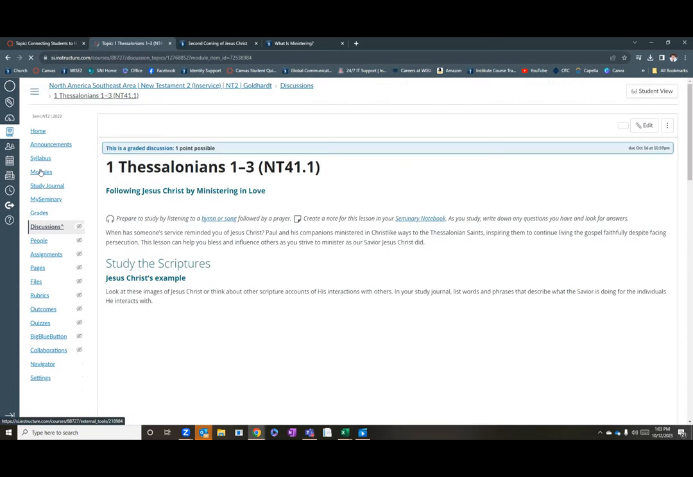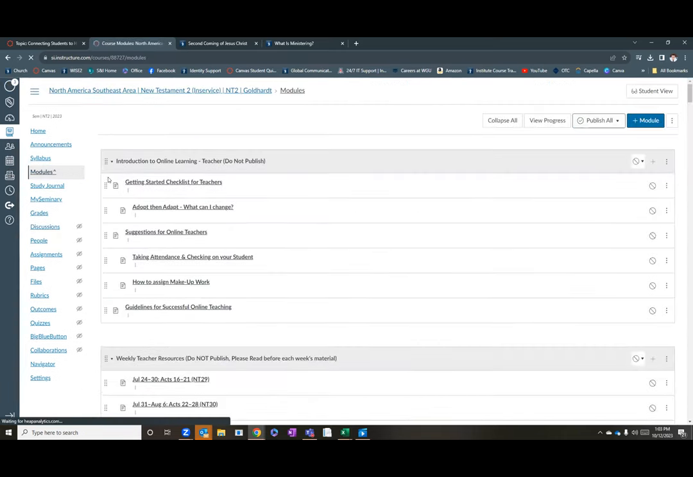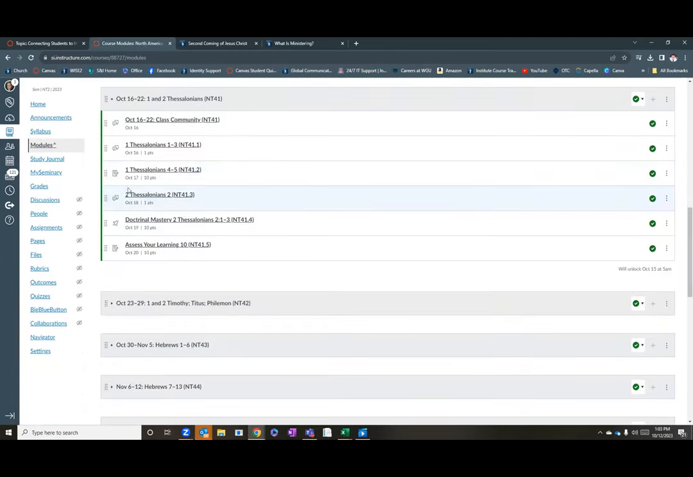Now, let me go back to modules real quick and show you the way that it's set up. Right at the beginning, we've got two discussion pages. A couple of questions came in the weekly check-in that said, my Canvas doesn't look like this. Make sure you reach out to me and let's get the setup corrected for you. This Canvas setup is a little bit different than the state class setup.